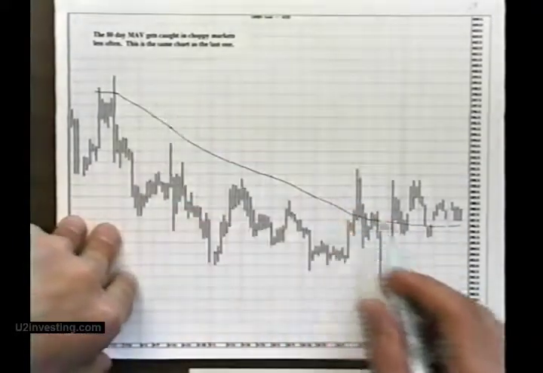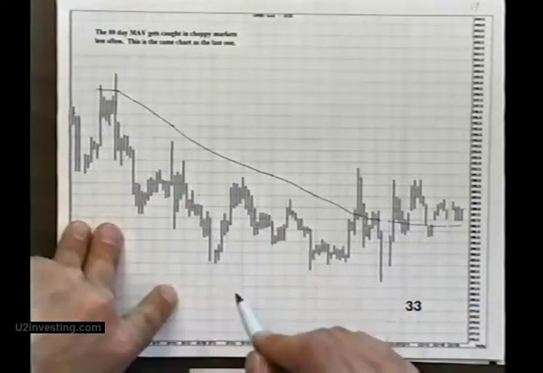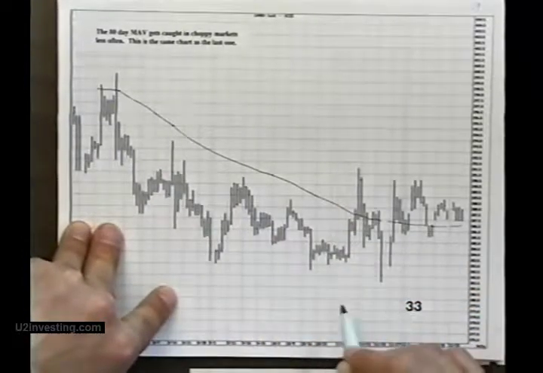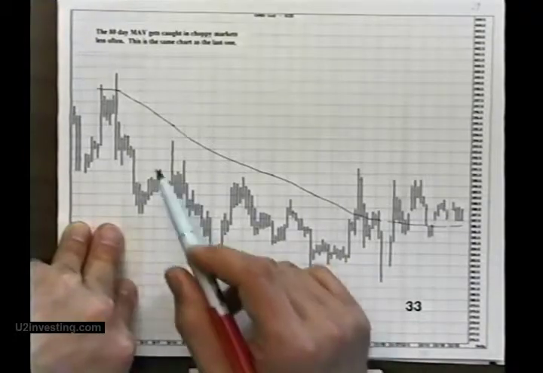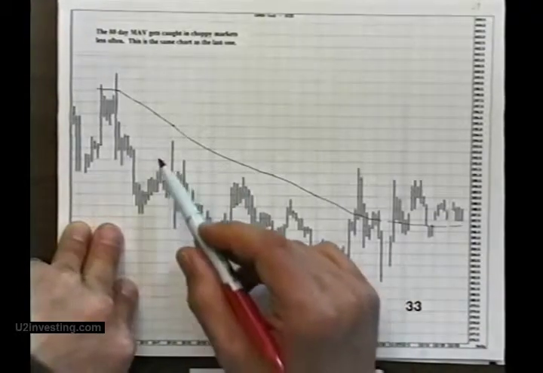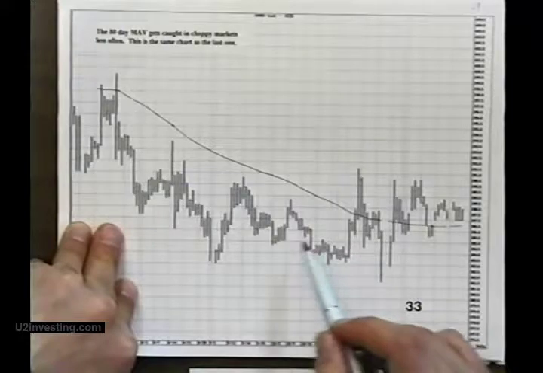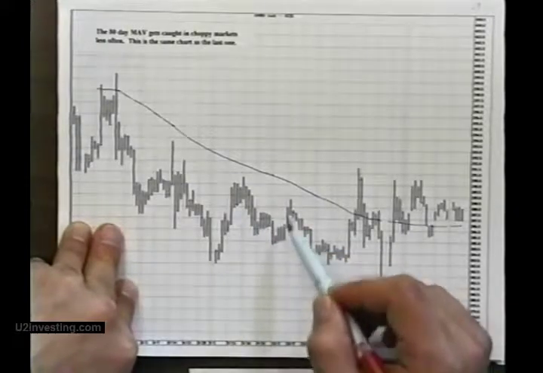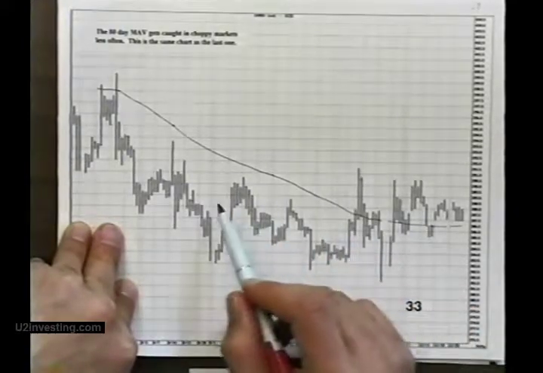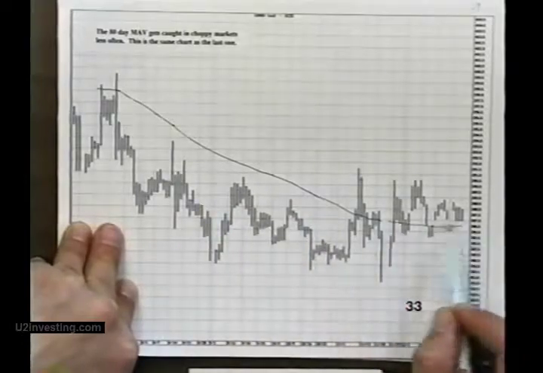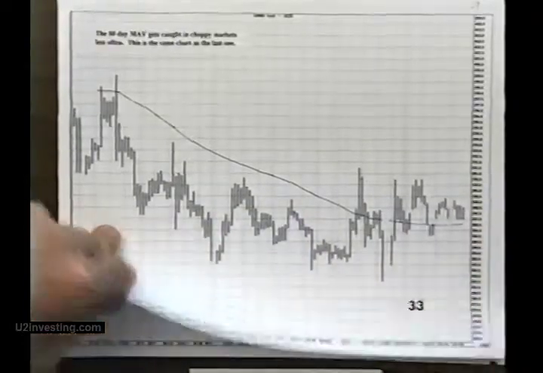Here's an 80-day moving average. This is the same as the previous chart, page 32. This is page 33. You can see the 80-day moving average did not get caught in this choppy market saying the trend is up, trend is down, trend is up. But if the market goes sideways long enough, the 80-day moving average also gets caught.